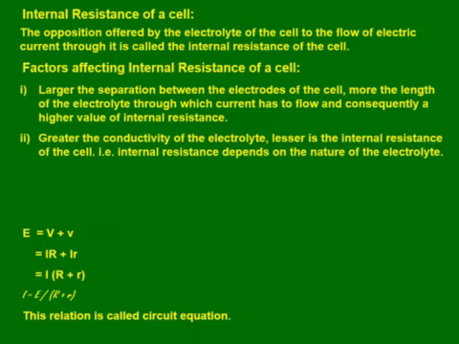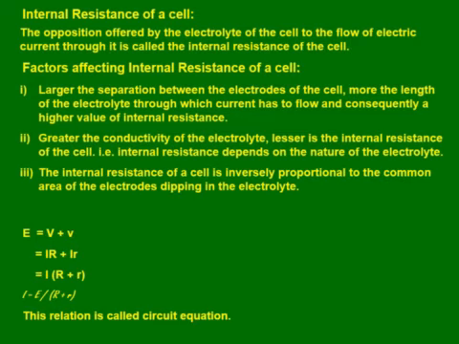The internal resistance of the cell is inversely proportional to the common area of the electrodes dipping in the electrolyte. Inside the electrolyte, whatever the area of the two electrodes, if the electrodes are not of equal size, you have to take the common area of the electrodes.